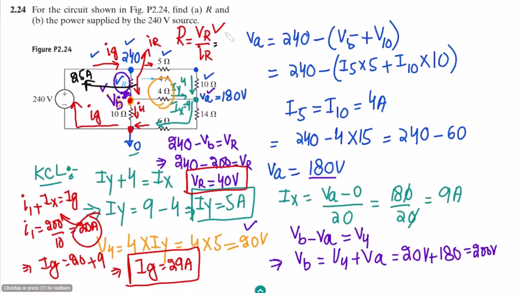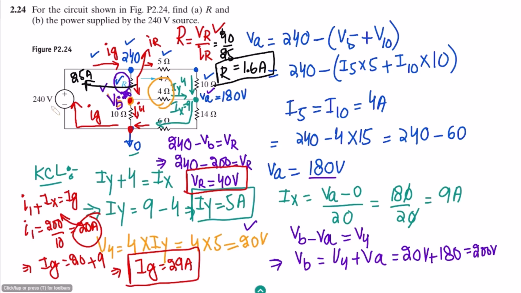The value of VR is how much? That is 240 minus 200, that is 40, divided by 25. So finding it out, we will get the value of R as 1.6 ohms. So this is the value of the resistance which we had to find out. So part A is solved now.